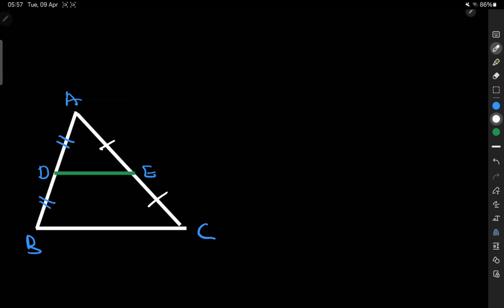Now we have triangle ABC and we're told that DE is a line that cuts the lines AB and AC into two equal parts, so it basically bisects them, such that AD is equal to DB and AE is equal to EC. So that's the information that we're given.